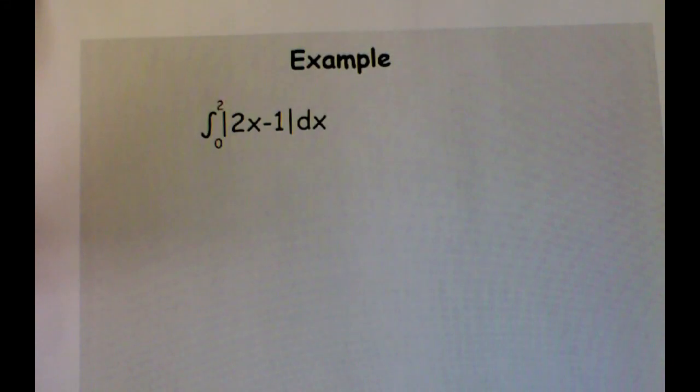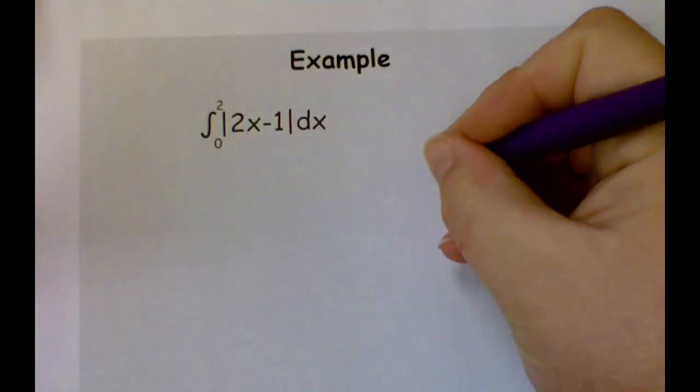Alright, this video is a correction to your notes from 4.4, the second example. The definite integral from 0 to 2 of the absolute value of 2x minus 1 dx. So for this one, let's think about what the graph of the absolute value function looks like.